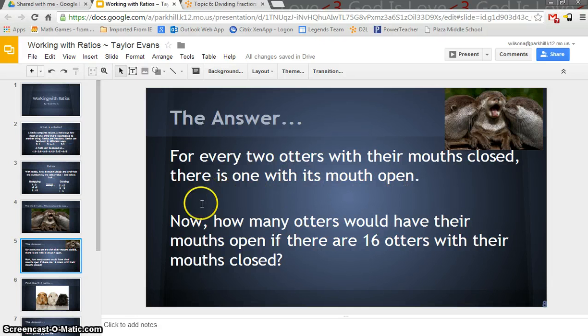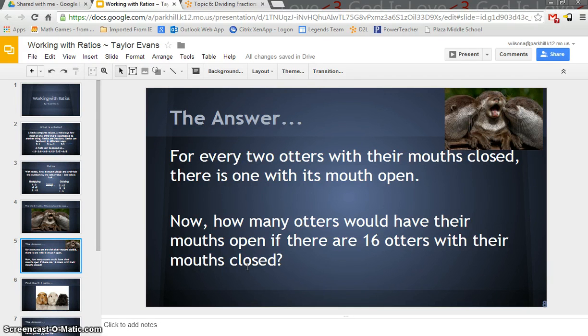Now that makes sense. Now her next question, and I want to point out because this is very creative, this is a very good slide. It says, now, how many otters would have their mouths open if there are 16 otters with their mouths closed? So originally there's 2 closed, but all of a sudden now there's 16. So the question you have to ask yourself is, how did you go from 2 being closed to 16 being closed? What's the math? Tell your neighbor, how do you go from 2 to 16?